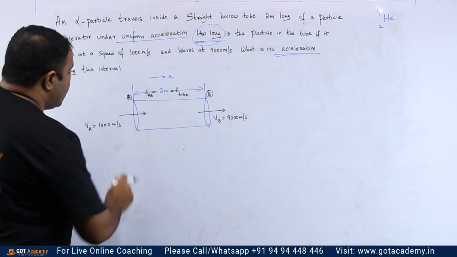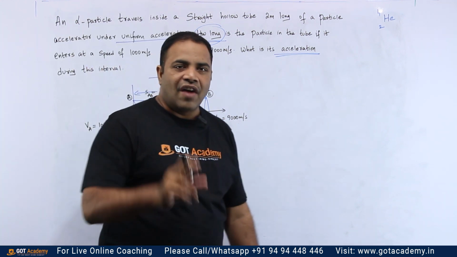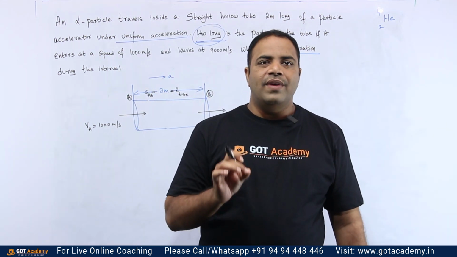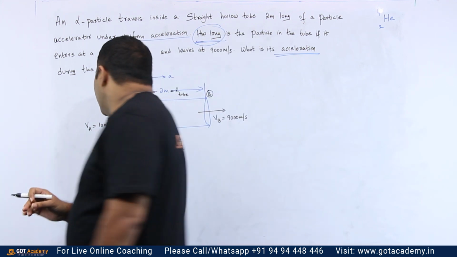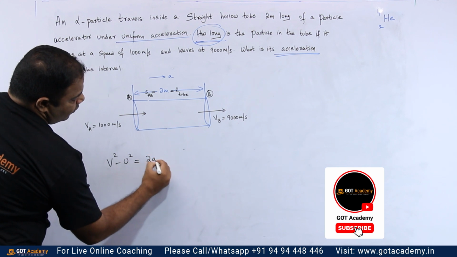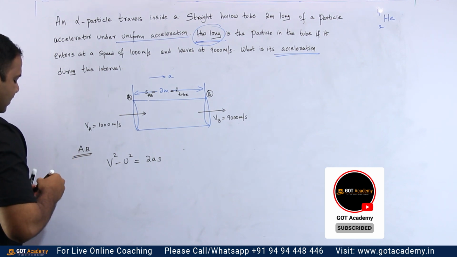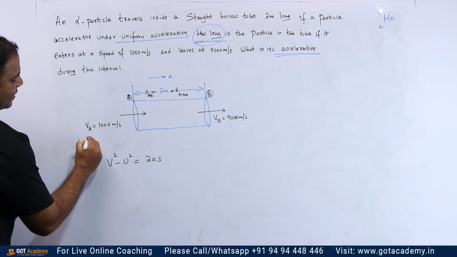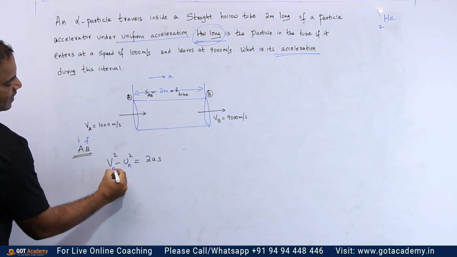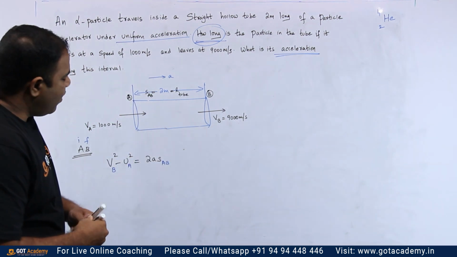Is it clear? So when 2 velocities and the distance are given, as I said earlier, we have to go for equation 3. What is that? V square minus u square is equal to 2as. Our journey is from point A to B. A stands for initial and B stands for final, and the distance is from A to B. Is it clear? Now let us solve this.